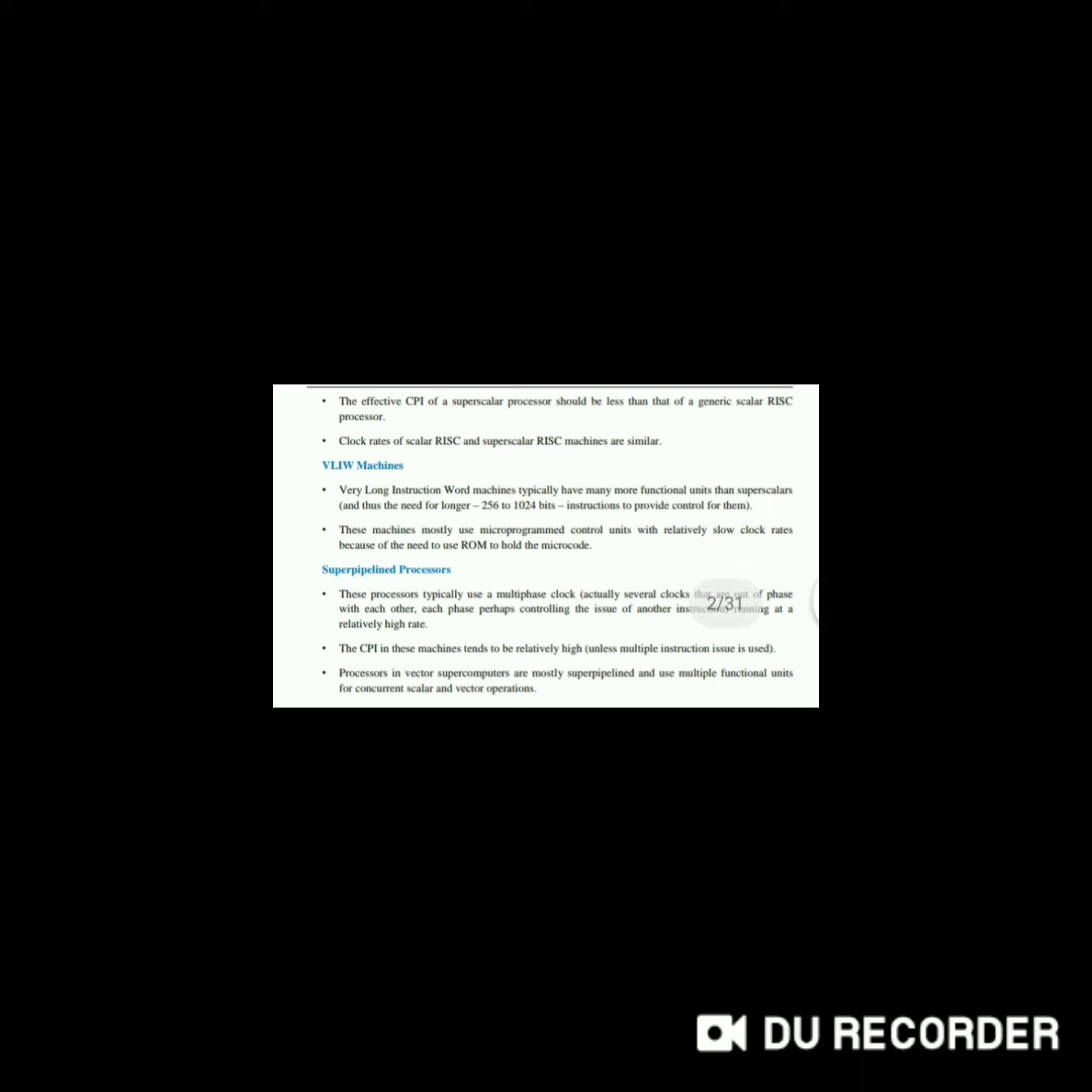Next, very long instruction word machines typically have many more functional units than superscalar machines. These machines mostly use a micro-programmed control unit with relatively slow clock rates because of the need to use ROM to hold the microcode.